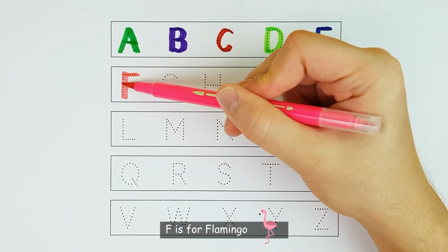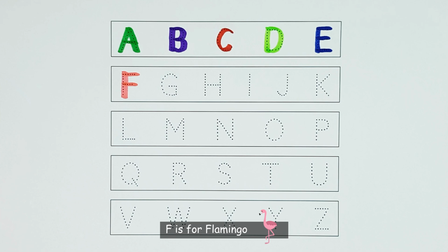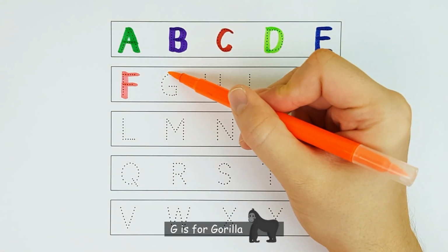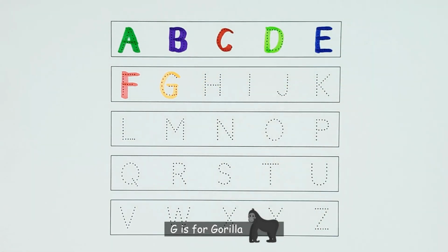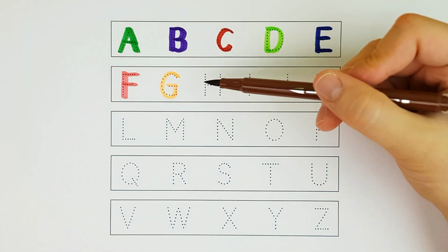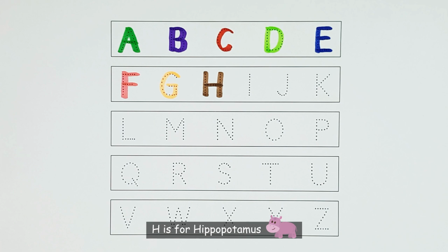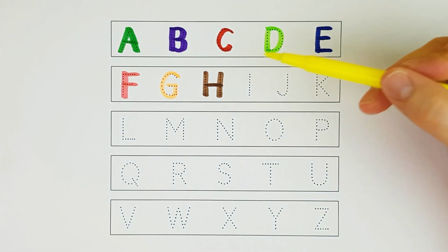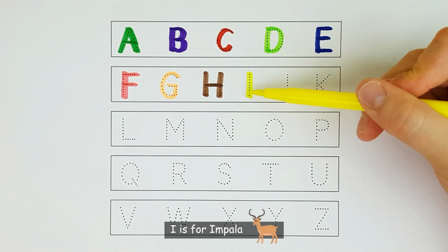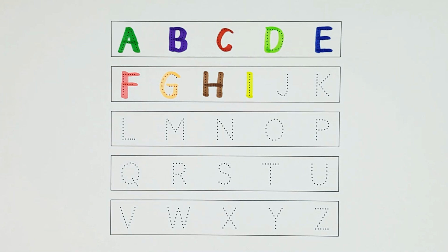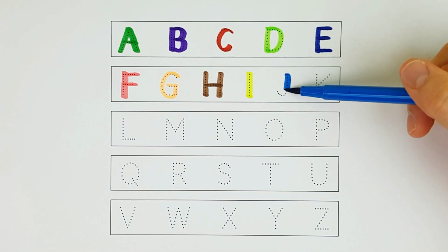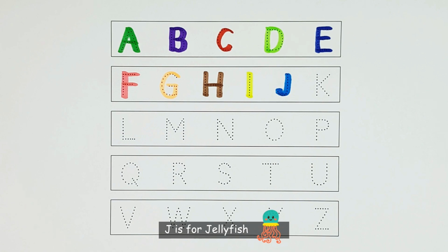F. F is for flamingo. F. G. G is for gorilla. G. H. H is for hippopotamus. H. I. I is for impala. I. J. J is for jellyfish. J.